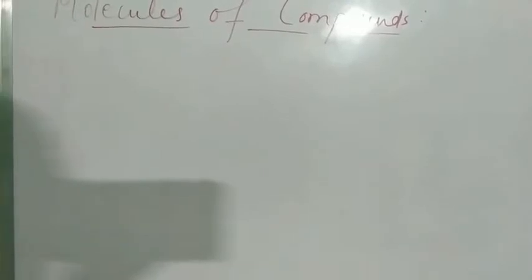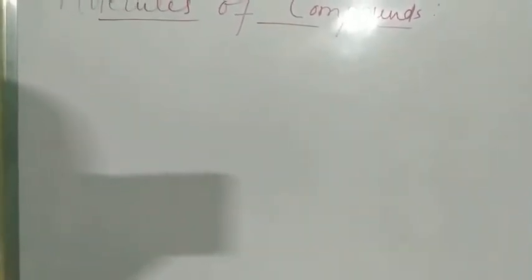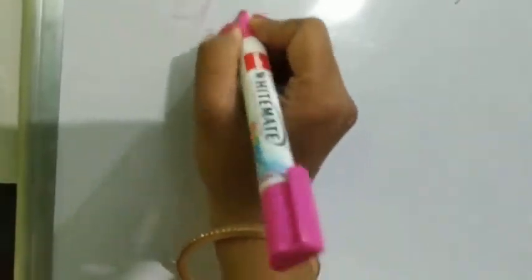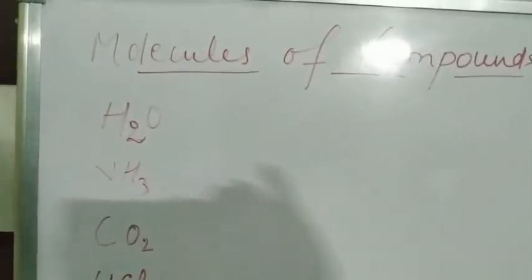Now these molecules can be of two types. Elements combine with other elements in definite proportion to form compounds. For example, water. Water, as we know. Ammonia is another compound. Then we have carbon dioxide and also we have HCl. These are four molecules in front of us.